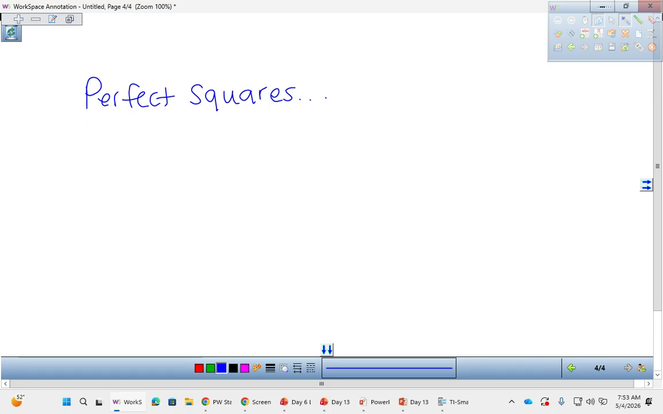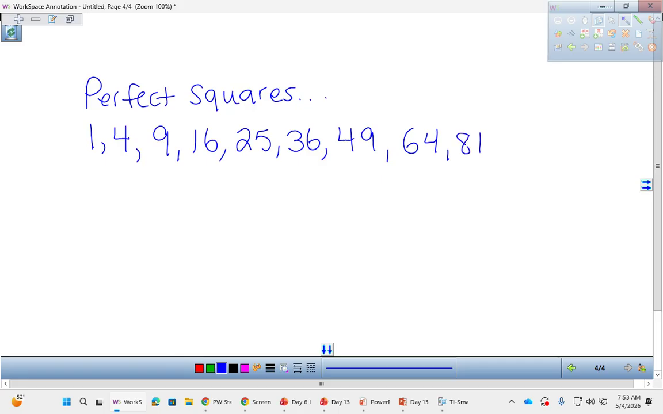Now we could technically call 1 a perfect square. 1 times 1 is 1. What's the second perfect square? Not 2. 4. 2 times 2 is 4. 3 times 3, 9. 4 times 4, 16. 5 times 5, 6 times 6, 7 times 7, 8 times 8, 9 times 9, 10 times 10. Gonna stop at 11 times 11, because maybe I can squeeze one more. 12 times 12, and then that list continues, right?